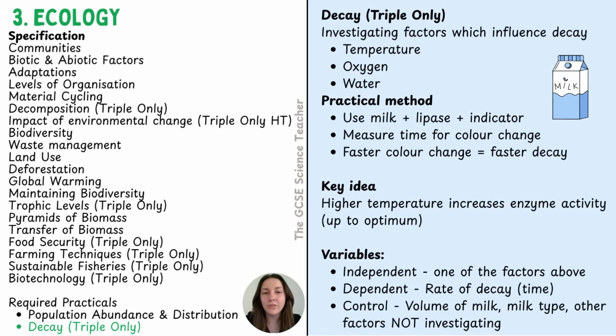Independent variables are one of the factors above. The dependent variable is the rate of decay all the time, and the controls are any of the factors that aren't used, the milk type that you use, the volume of milk as well.